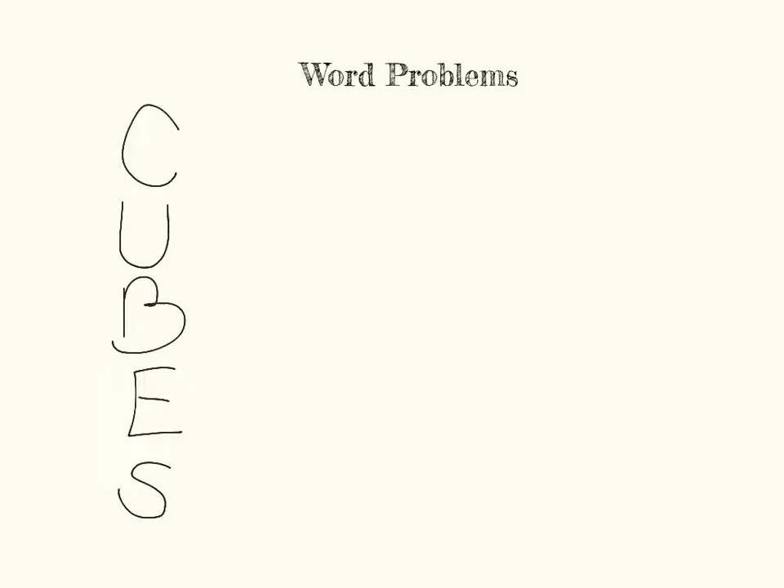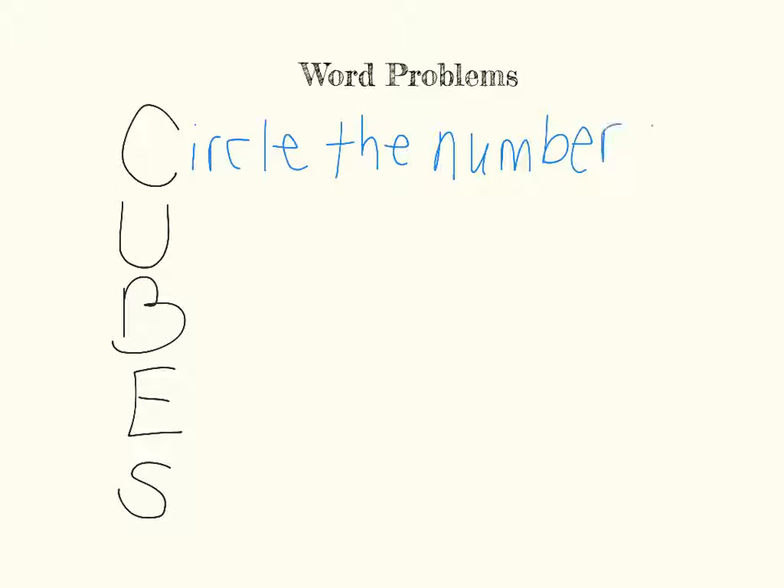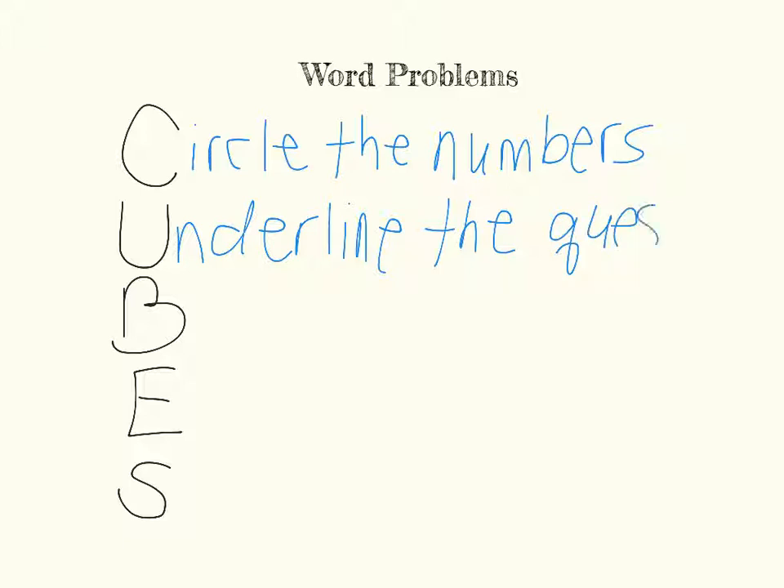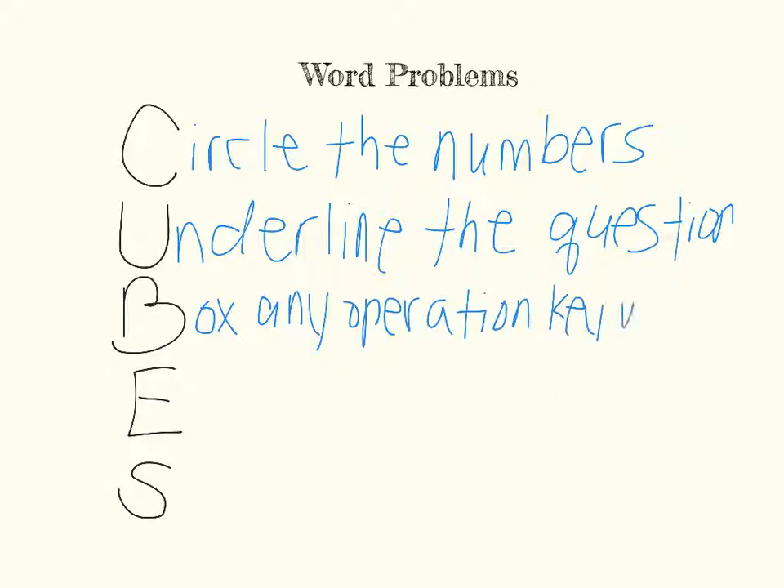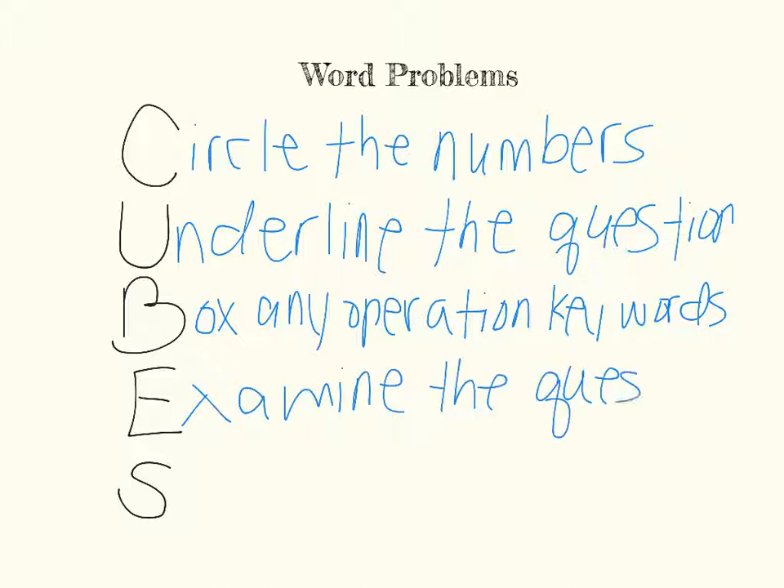The first step is C. C stands for circle the numbers. Next is U. Underline the question. B. Box any operation keywords. E. Examine the question. And finally, S. Solve the problem.